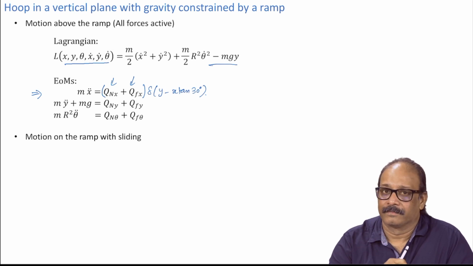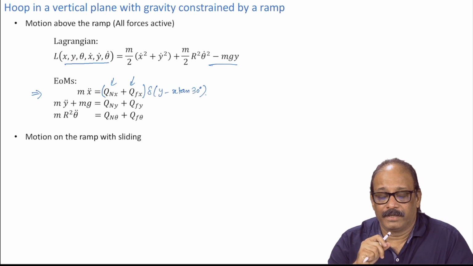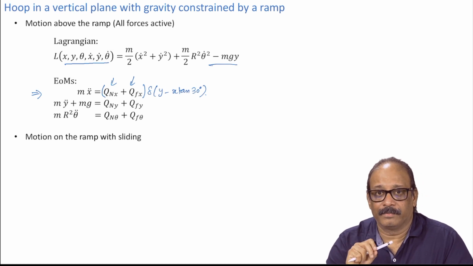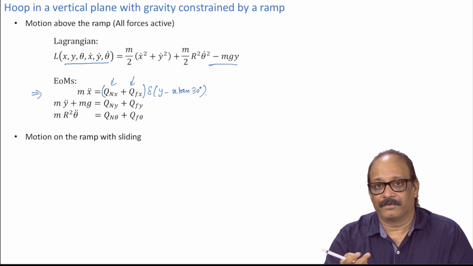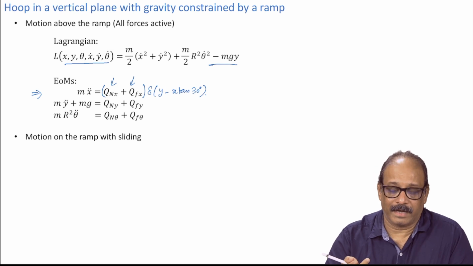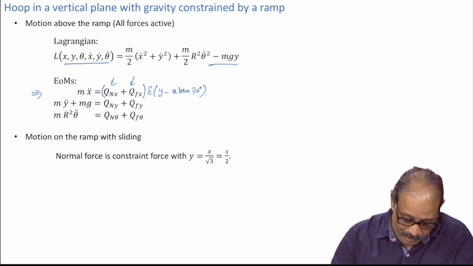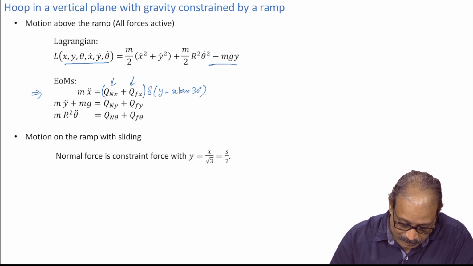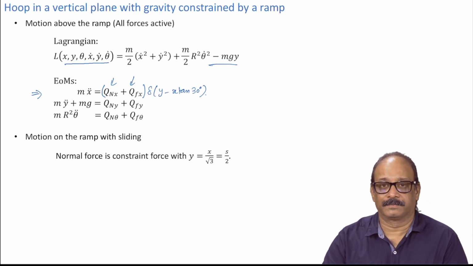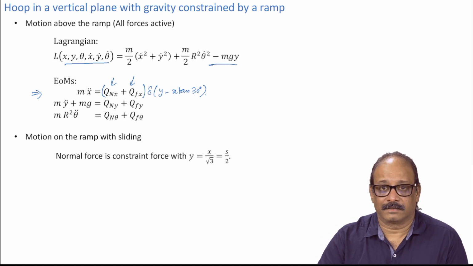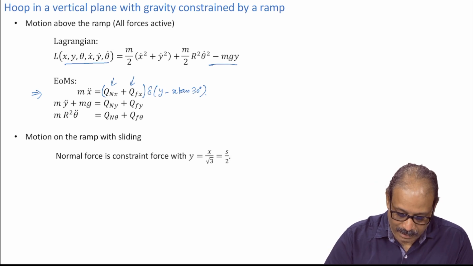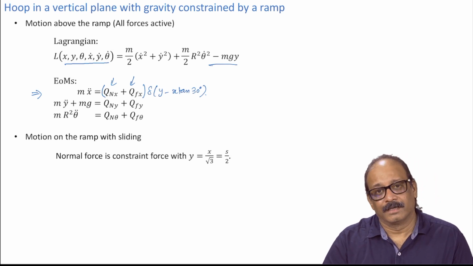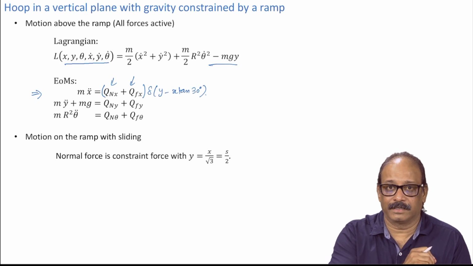When the motion happens on the ramp, but probably with sliding, now we have one constraint force, that is the normal reaction, and now we will incorporate that holonomic constraint into our Lagrangian formulation. What does that mean? I can forget about the normal reaction. So, the constraint, of course, I will write as y is equal to x by square root 3, that is x tan 30, but I will use another generalized coordinate, which is s. y is equal to s by 2. That is actually the distance measured along the ramp.